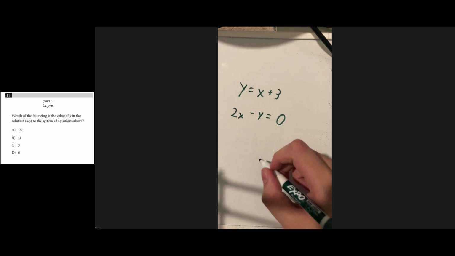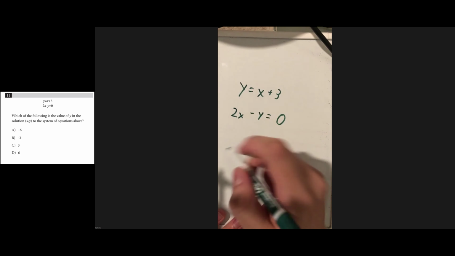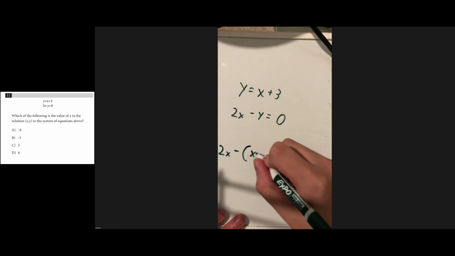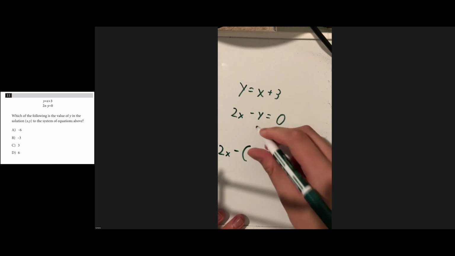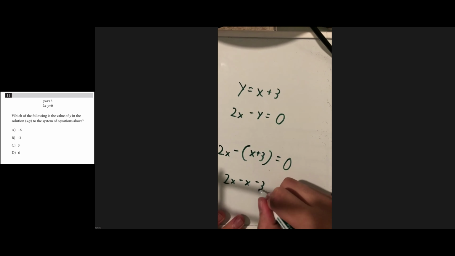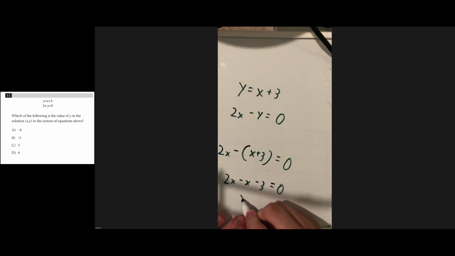Okay, so for this one, we just have to substitute. We're given that y equals x plus 3 and 2x minus y equals 0. So we just plug this equation into the other equation. We have 2x minus (x plus 3), which is what we substitute for y, equals 0. So 2x minus x minus 3 equals 0, because you distributed the negative. And so x minus 3 equals 0, which means x is equal to 3.